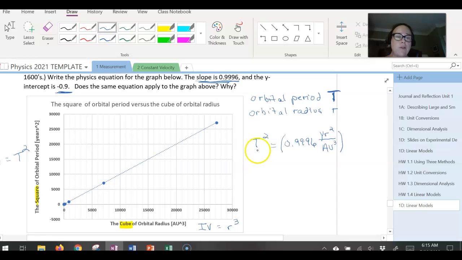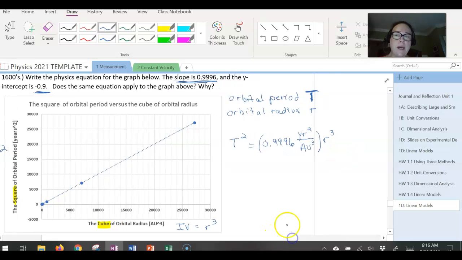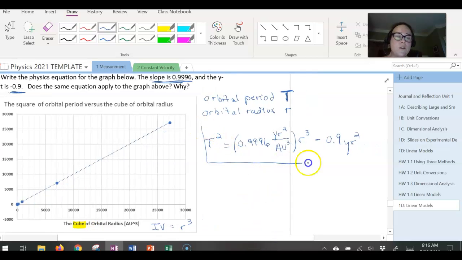Okay, so I've got y equals m. Now I need to put in my x variable, which is the cube of orbital radius. And then I need to add my y-intercept. And in this case, the y-intercept is negative, so I'm adding a negative. So I'm just going to write negative 0.9, and the units of the y-axis should be years squared. So this is a good physics equation for that linearized data.